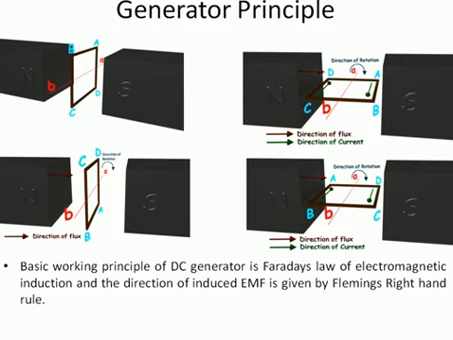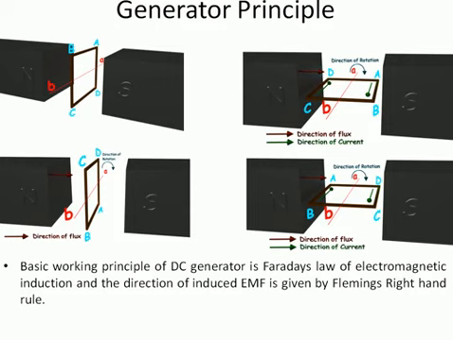The magnitude of induced EMF is directly proportional to the rate of change of flux linkage, which is generally indicated as small e is equal to N into d phi by dt, and the rate of change of flux linkage is represented as d phi by dt.